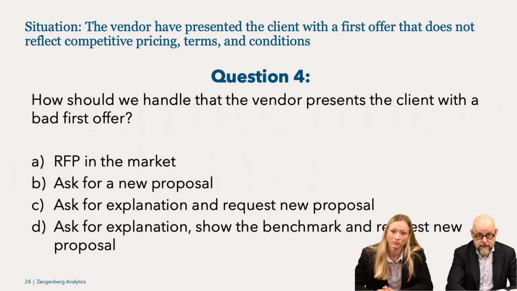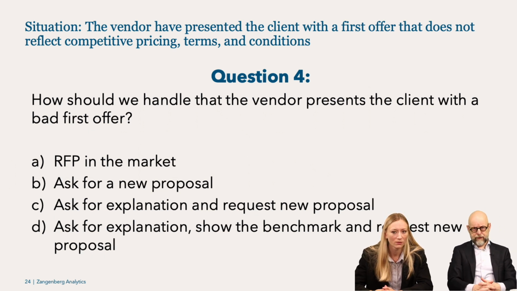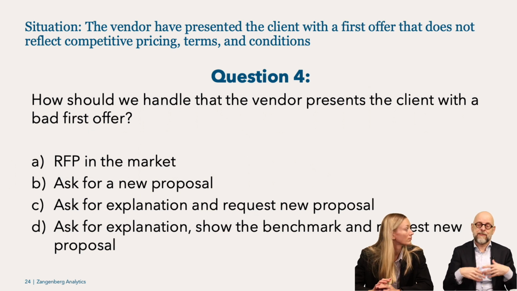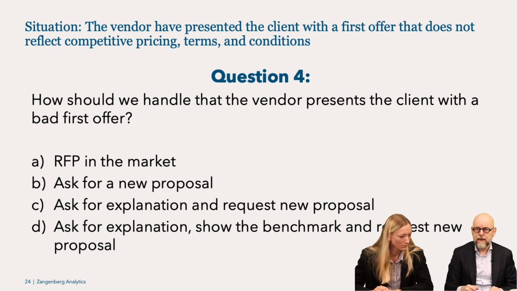Yeah, exactly. A lot of you, more than 50% of you, go for option D, and a majority of the rest goes for option C, which is basically ask for an explanation and show the benchmark again and request a new proposal. I believe that C and D are both, in my opinion, good ways to go.